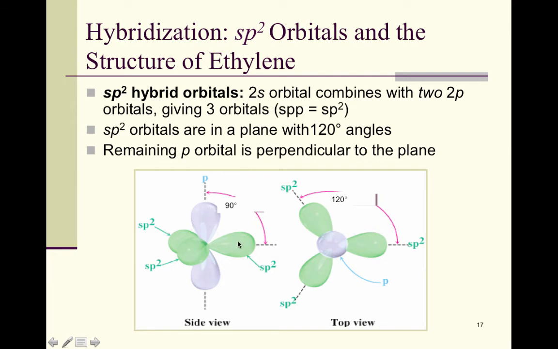So the sigma bond is going to happen with the sp. Notice the sigma is there, and the other one is going to happen with the pi bond, the p orbital: pi, and then sigma. And then this is just a picture of the same thing, looking down at it so you can see the bond angles and other details. So you have a side view and a top view. The remaining p orbital is perpendicular to the plane of this.